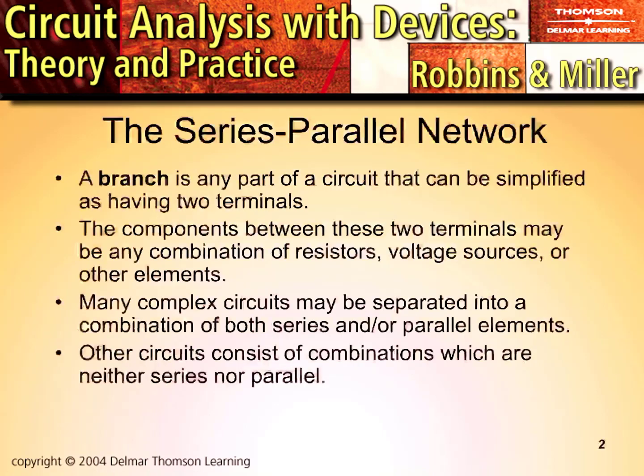A branch is any part of a circuit that can be simplified as having two terminals. If we think of our parallel circuit, the last circuit examples we've studied, each and every branch shared the same two terminals of the source. So every circuit connected between those two terminals was a parallel branch. The components between these terminals may be any combination of resistors, sources, or other elements. You can have a source and any load in that branch.